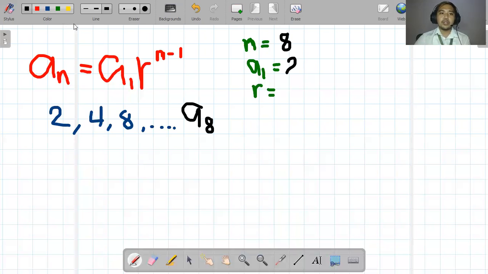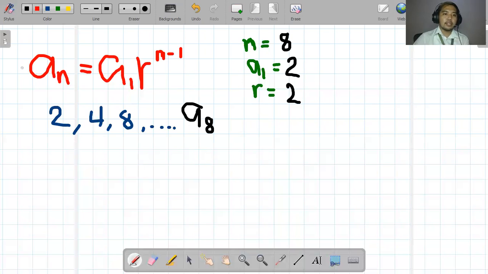Then the common ratio. To find the common ratio, we divide third divided by second, second divided by first. So that's 8 divided by 4, that's 2. 4 divided by 2, that's 2. So therefore, our common ratio is also 2. Now, if we have all the three, we can substitute that in our formula.